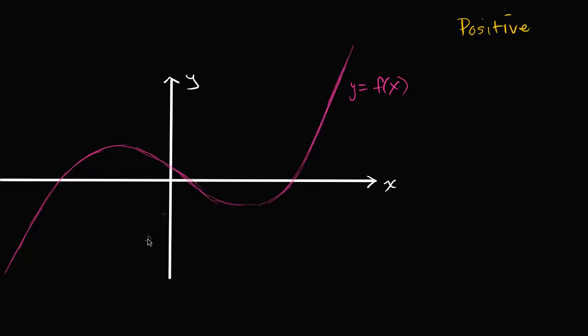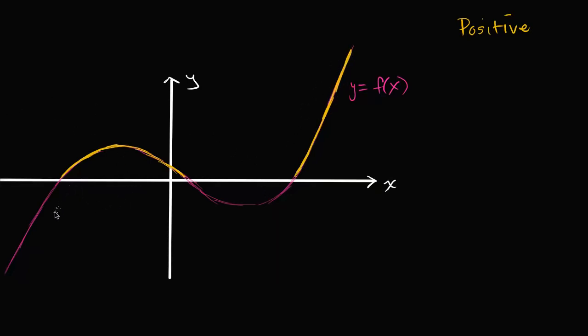So first let's just think about when is this function positive? Well, positive means that the value of the function is greater than 0. It means that the function is sitting above the x-axis. So it's sitting above the x-axis in this place right over here that I am highlighting in yellow. And it is also sitting above the x-axis over here.